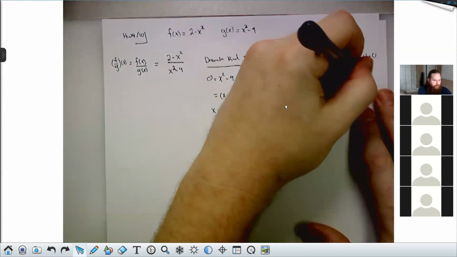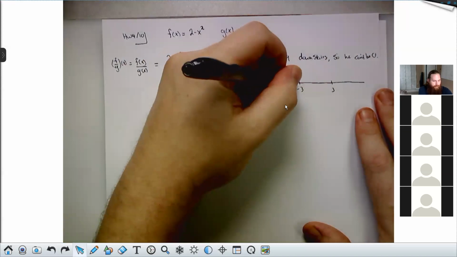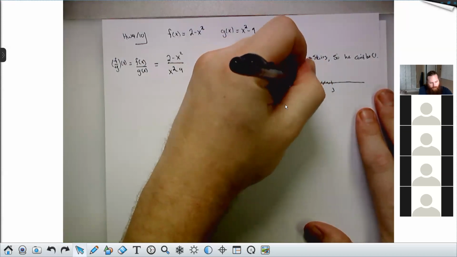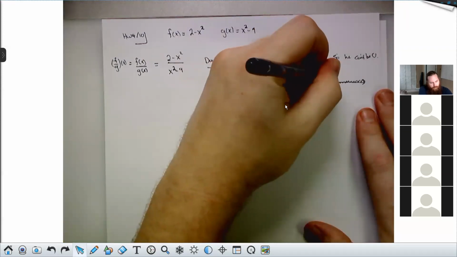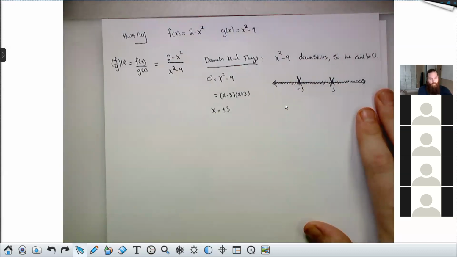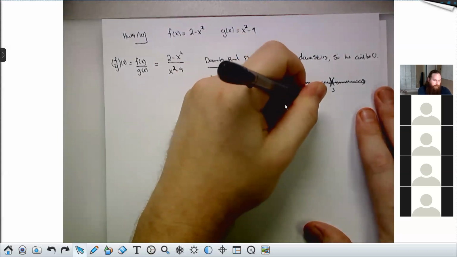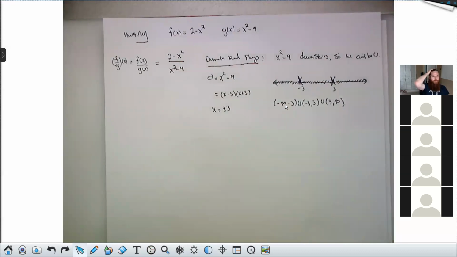So from my number line, I need to punch out -3 and +3. Everything to the left of -3 is good. Everything between -3 and 3 is fine. Everything to the right of 3 is also good. It's just these numbers themselves which have to go. So that would be -infinity to -3, union with -3 to +3, union with 3 to infinity. Okay.